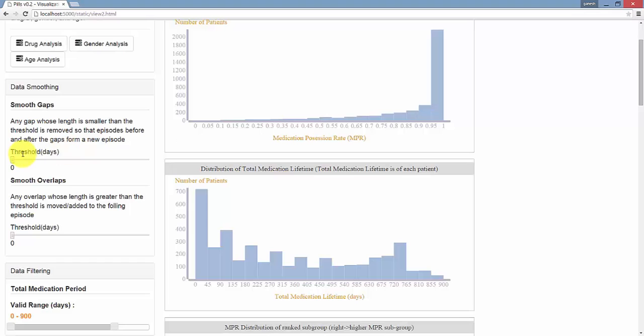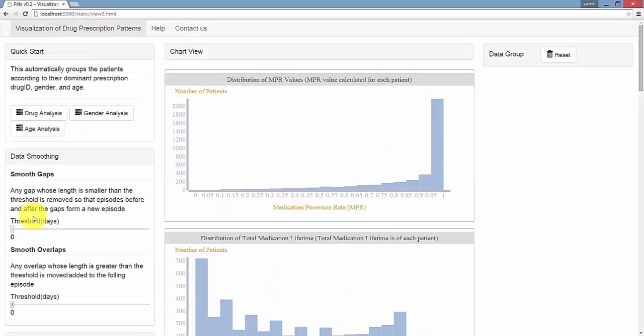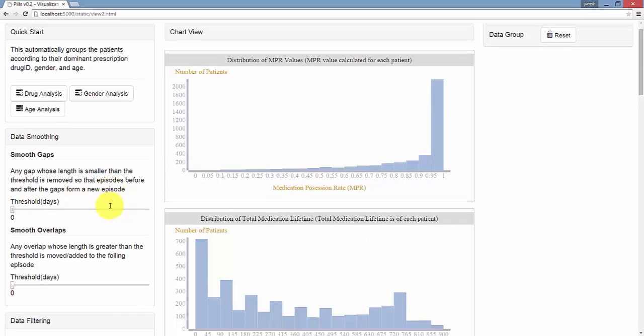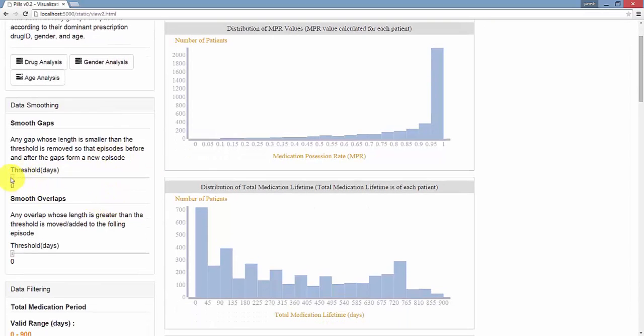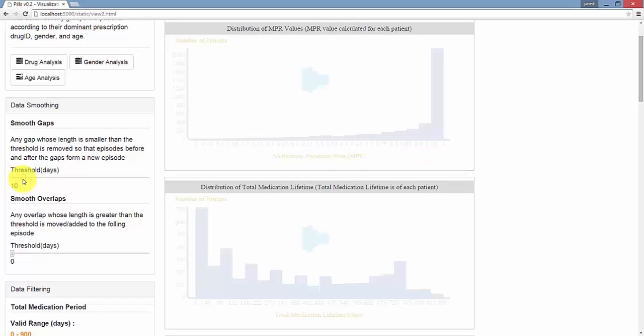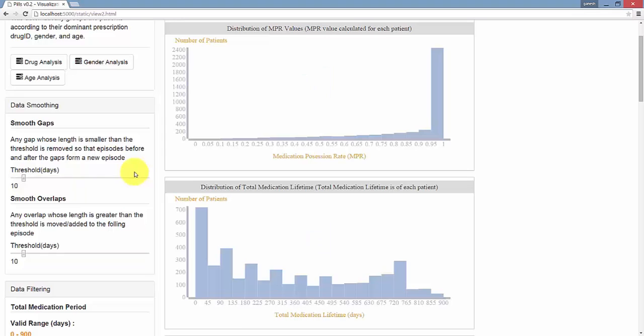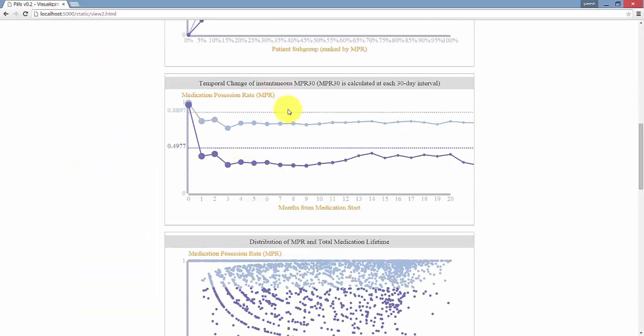Another feature this tool provides is to apply filters. Data smoothing filters can be applied on this graph to find new insights. For example, let's set 10 days of gap and overlap threshold. So it basically removes 10 days of gap between two medication periods. And if you noticed, the graphs changed. MPR 30 is MPR calculated for every 30 days of the medication period.